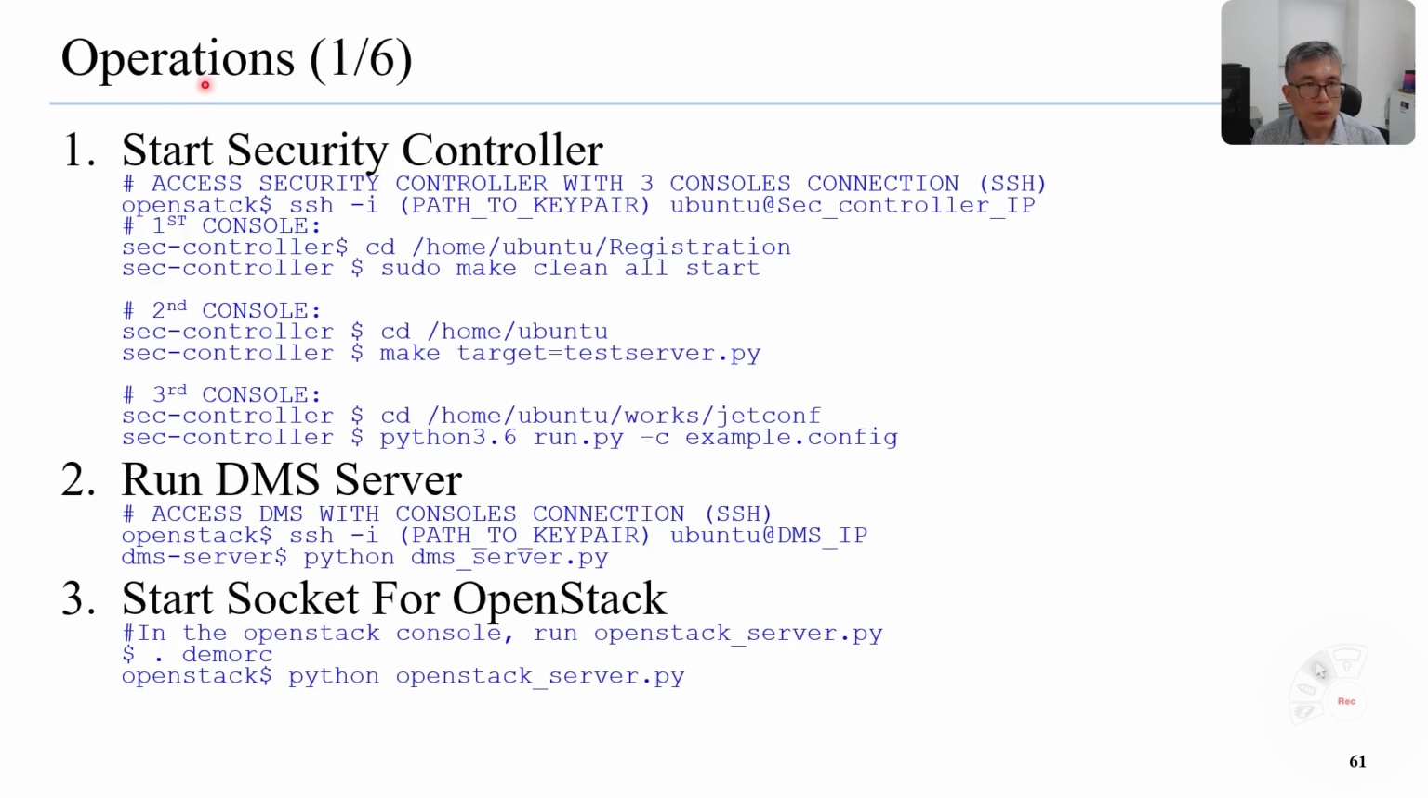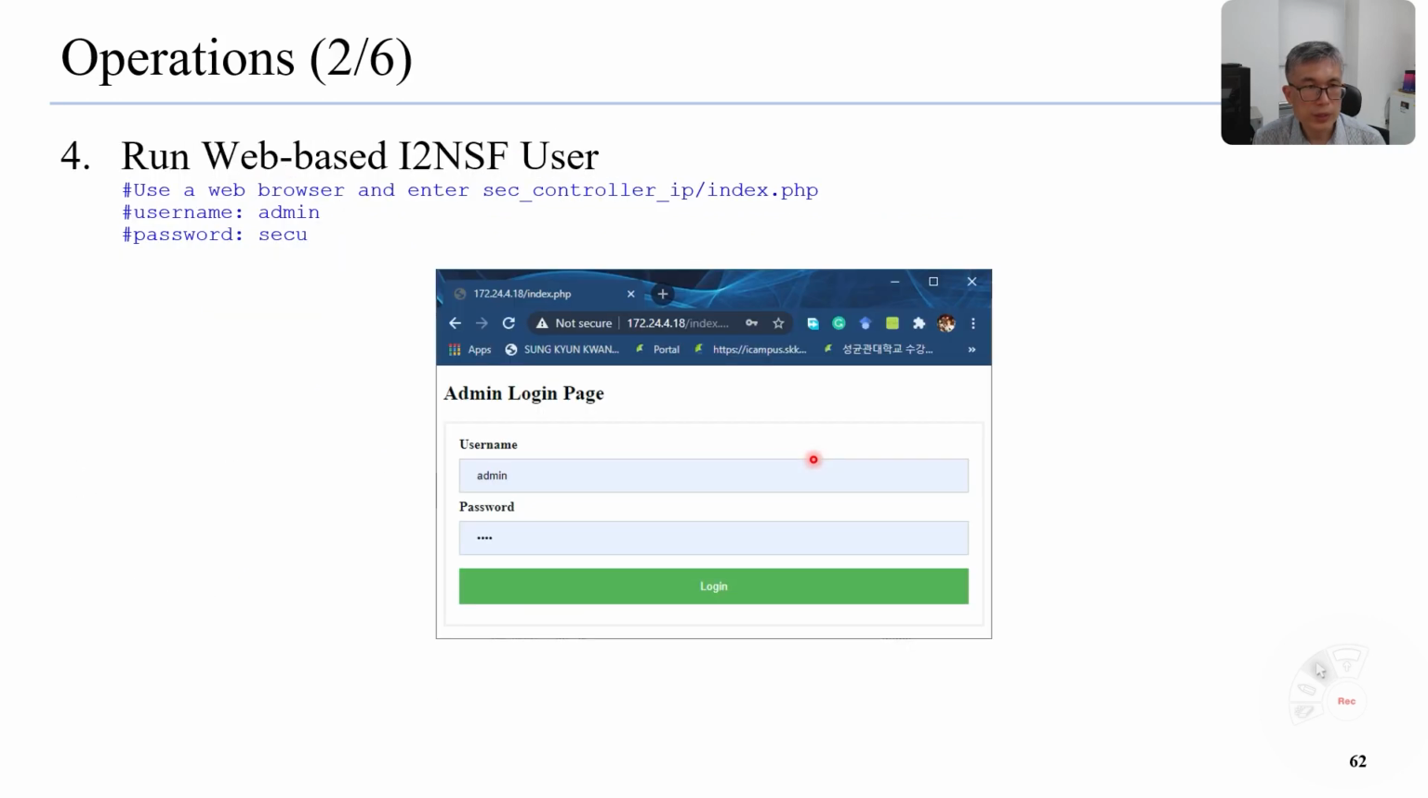And then operations. Start the security controller. You can use this command to start it, and then run the DMF server using this command. Then you start the socket for OpenStack, executing this OpenStack server Python file, and then run the web-based I2NSF user. So you can use this I2NSF user.